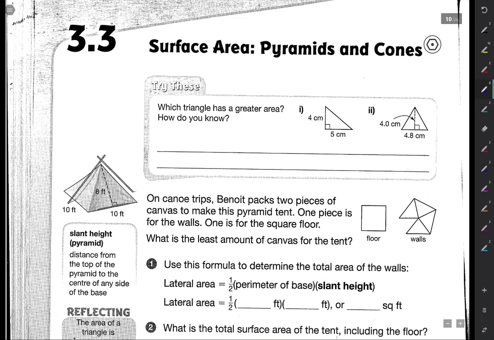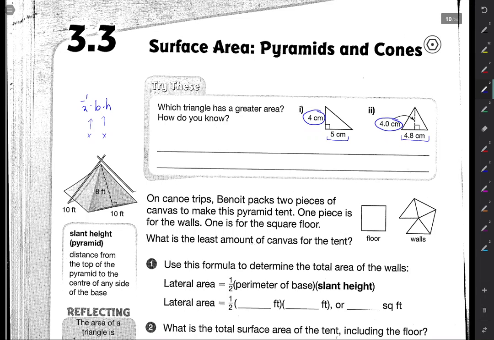So remember the area formula for a triangle is 1/2 times the base times the height. And I use these little dots to represent the times symbol. So if we're looking at both of these, they actually both have the same height of 4, but this one here has a bigger base than the second one.